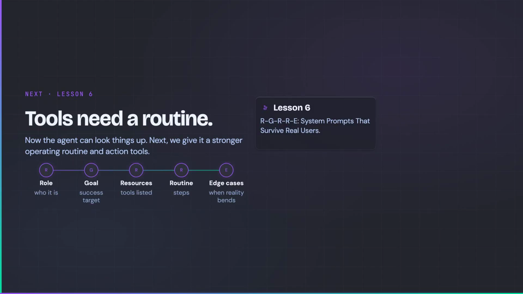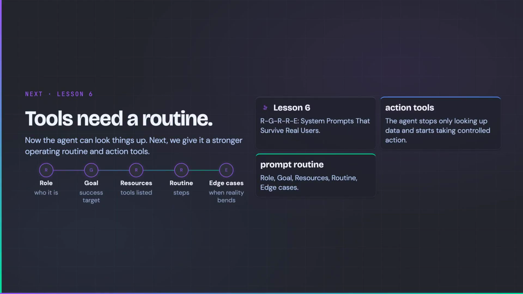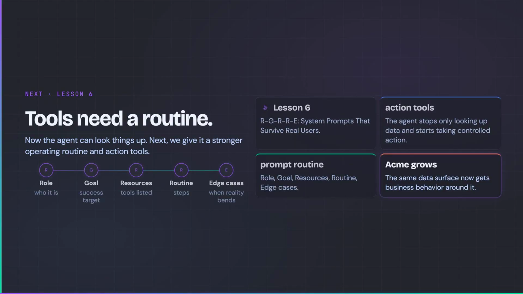The final step sets up the next lesson. Behavior needs a routine. Next we use RGRRE: role, goal, resources, routine, and edge cases. That prompt shape operationalizes the work. We also add action tools. The agent stops only looking things up and starts taking controlled support actions. The routine matters because vague instructions produce vague behavior. A numbered operating path makes the agent steadier. Acme now has facts. Next, we wrap those facts in a prompt that survives real customer behavior.